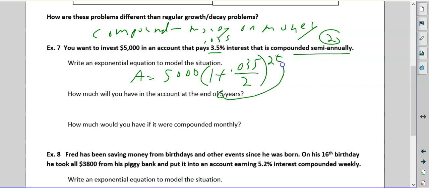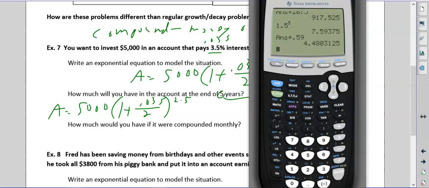How much for 5 years? We're going to plug that in right here. So A equals 5,000 times 1 plus 0.035 over 2, to the power of 2 times 5. Or you can just write 10. Now, personally, when I do this, I take baby steps. So I start with the 0.035 divided by 2.